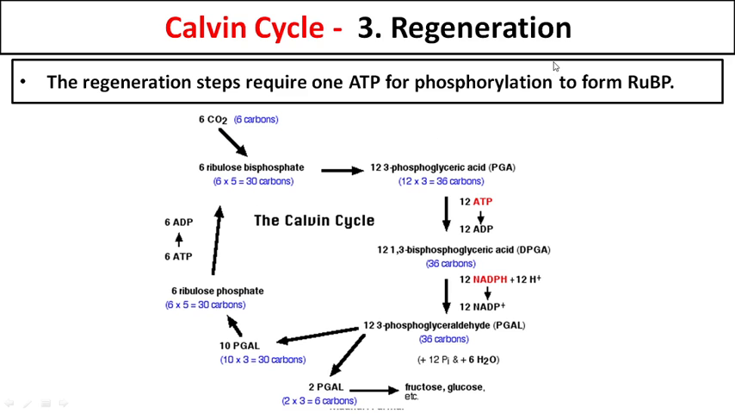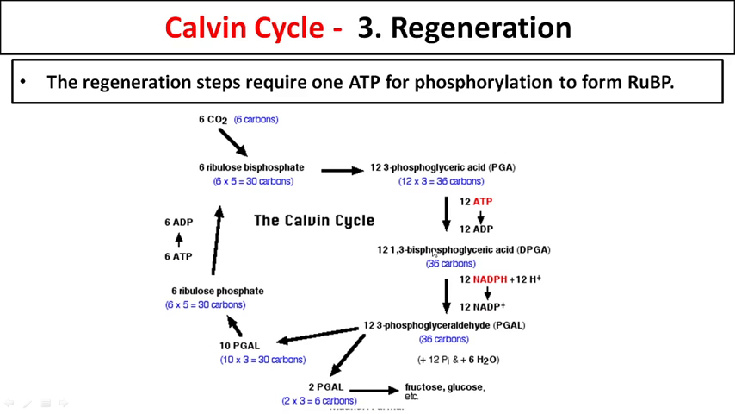After reduction comes the third step, which is called regeneration. Regeneration again requires 1 ATP for 1 RuBP. As we saw, the cycle runs 6 times, so there will be 6 RuBP, so you require 6 ATP. Okay, and this ATP is used to regenerate the RuBP.